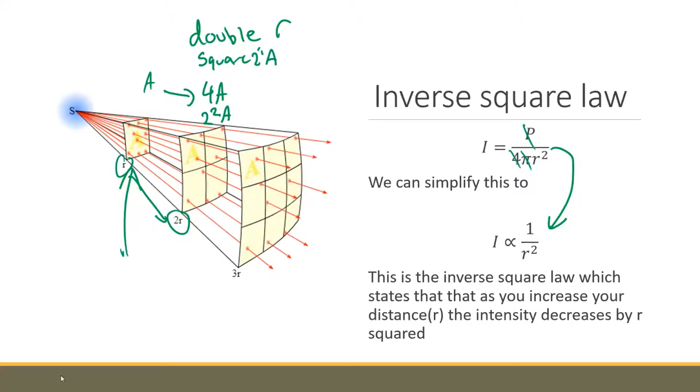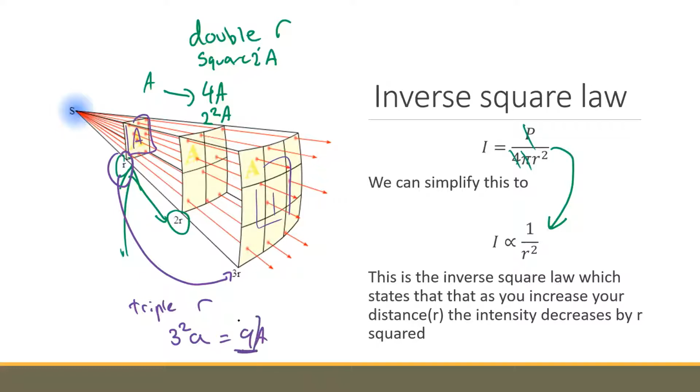What about when we go to 3 times? If we go from 1 to 3, we triple R, but A, the area, goes from 1A to 9A. So we triple R, but we actually go 3 squared A. So times 3 in the radius leads to 3 squared A, or 9A. So that's where the square part is.